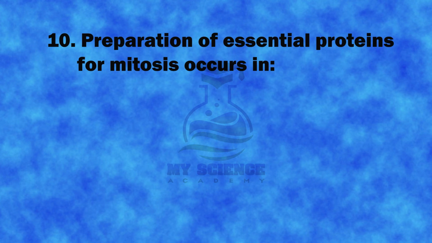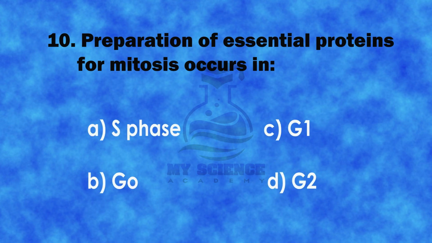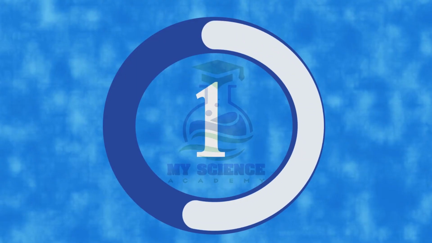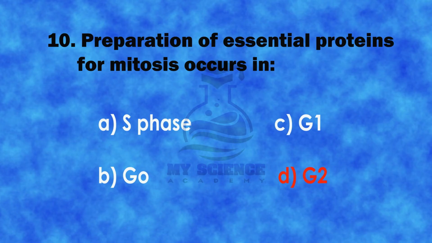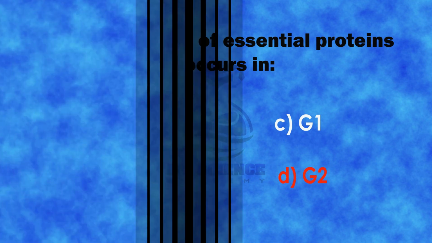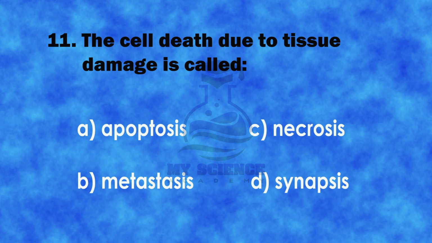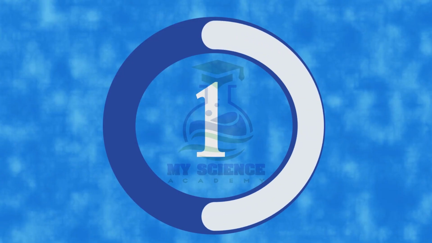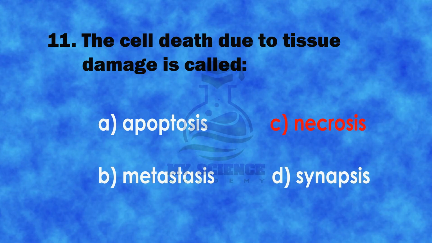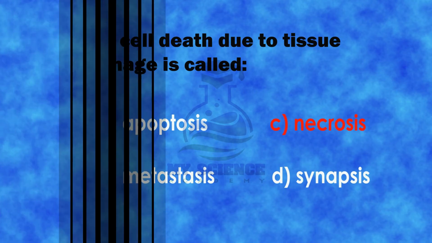Number 10. Preparation of essential proteins for mitosis occur in A. S phase, B. G0, C. G1 or D. G2. Correct answer is D. G2. Number 11. The cell death due to tissue damage is called A. Apoptosis, B. Metastasis, C. Necrosis, D. Synapsis. Correct answer is C. Necrosis.